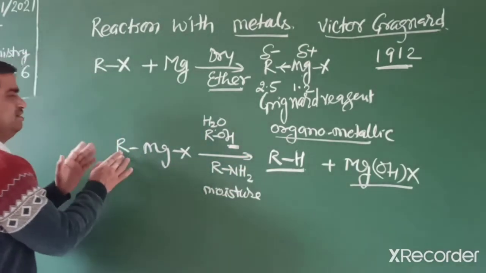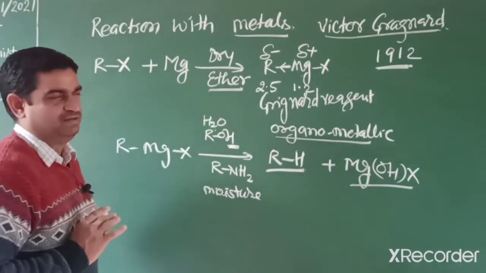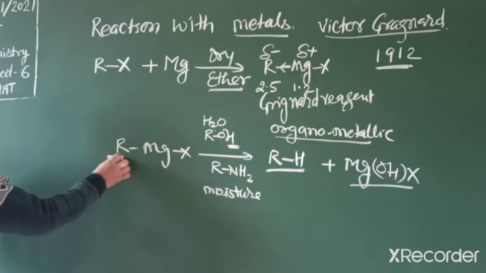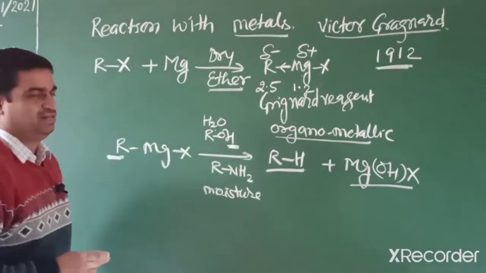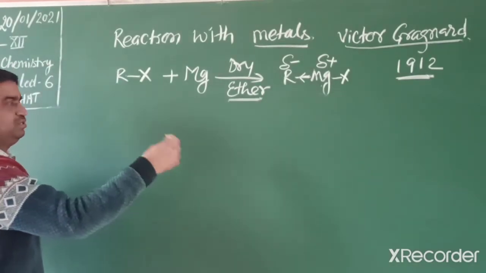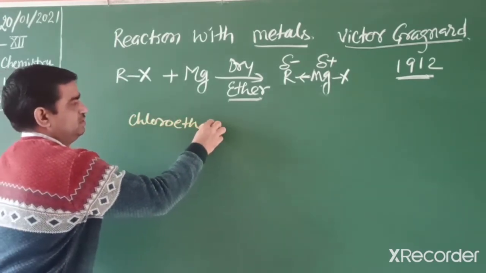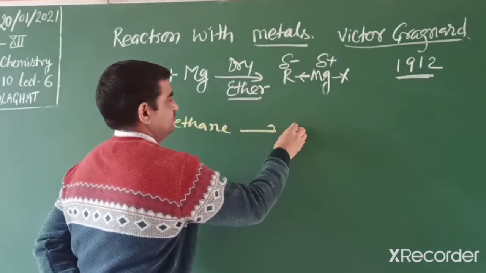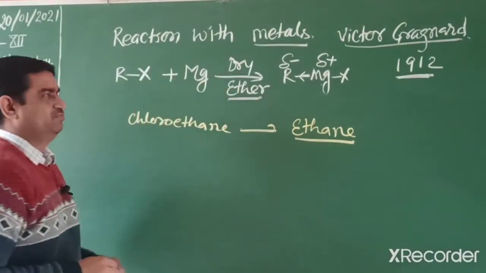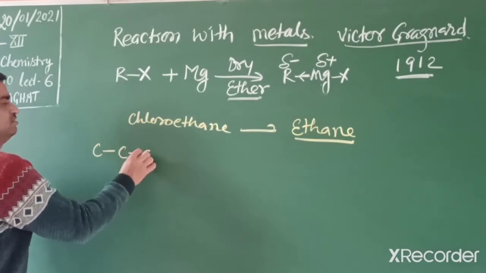This means if this R is 3 carbons, then we get propane. If we want to prepare butane, then we have to take a butyl group as R. So the hydrocarbon depends on the nature of R. Suppose we want to convert chloroethane into ethane. So how can we convert it, students? In this reaction, first we write chloroethane like this.